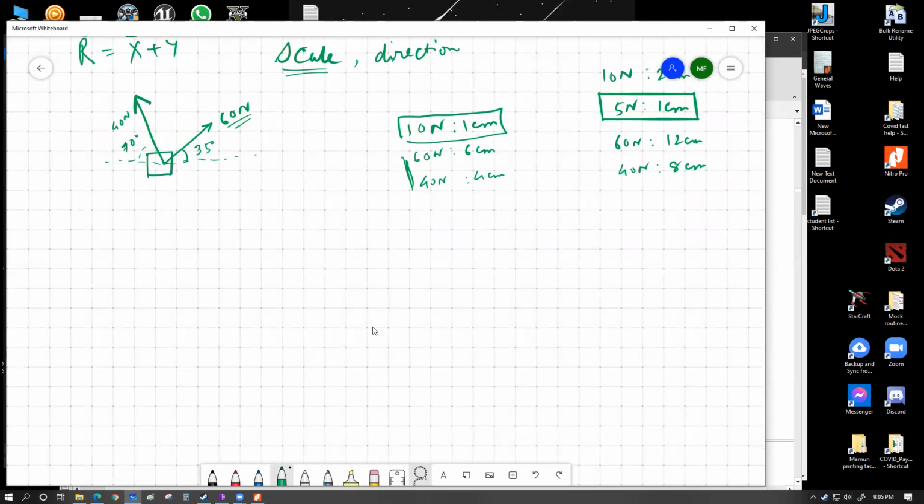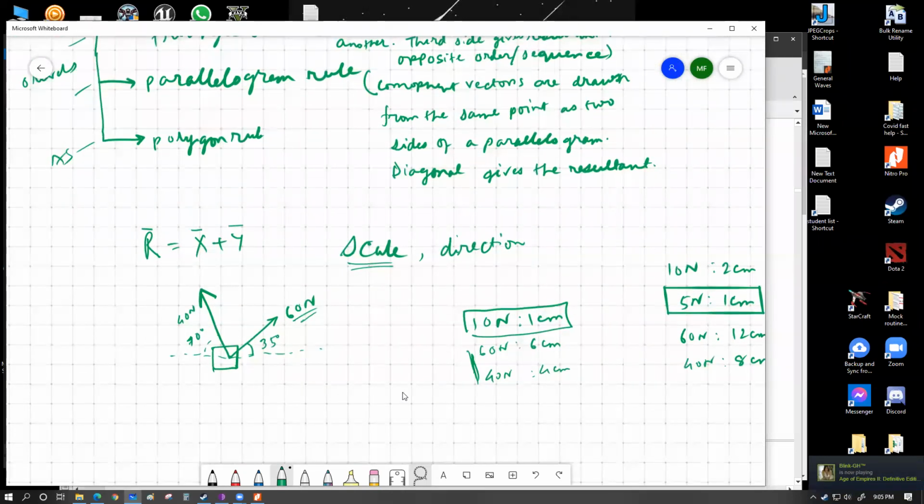So first, I'm going to show you how to draw the parallelogram rule because that's easier to grasp in most cases. And then I'm going to show you the triangle rule. For your exam, if the question doesn't specify which rule they want you to draw, if they just say draw a vector diagram, you can draw either of those. You can choose to draw a parallelogram rule, you can choose to draw a triangle rule. It's up to your wish.